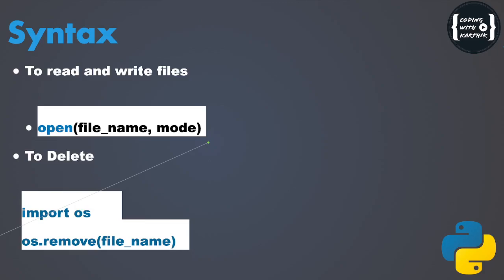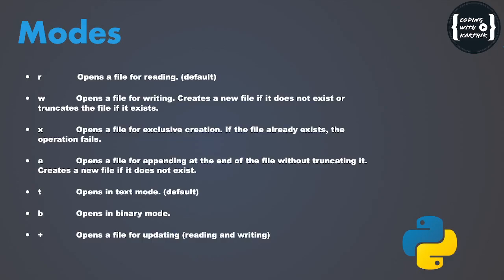Now we'll see the different modes that we have to pass for the open method. The first one is r mode, which is for reading mode. That means if you want to open the file in reading mode, we have to pass r. Even by default, if you don't pass any mode, it will be considered as r.